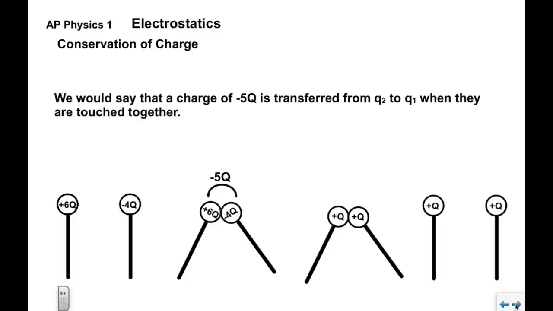Okay, so again, it's the negative charges that move, but the total charge in the system before and after remains the same. Okay, that's the introduction and conservation of charge.